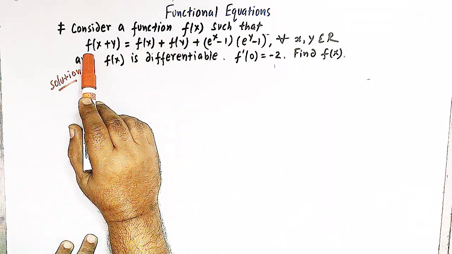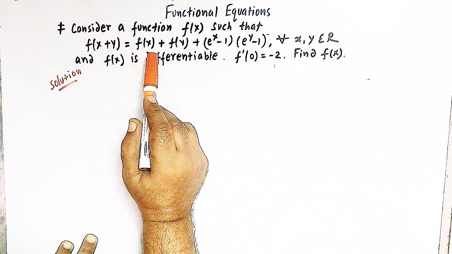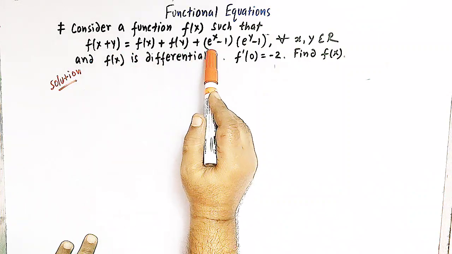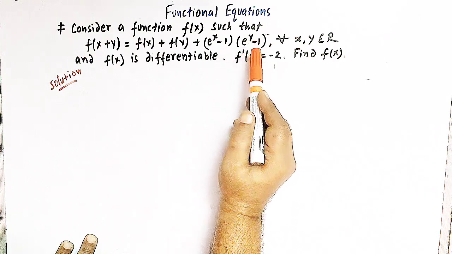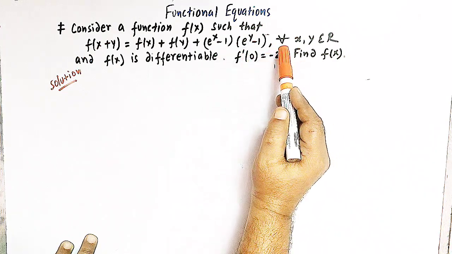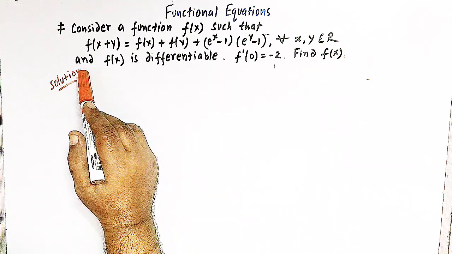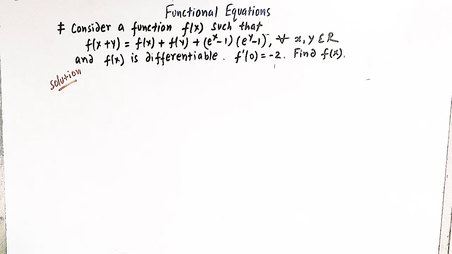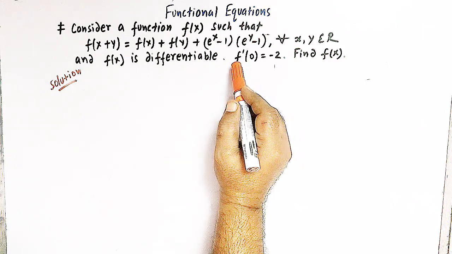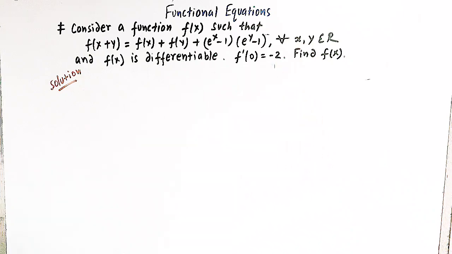such that f of x plus y is equal to f of x plus f of y plus (e raised to x minus 1) times (e raised to y minus 1) for all x, y belonging to the set of real numbers. And further we are given that f of x is a differentiable function, and that f prime of 0 is equal to minus 2, right? And we have to find the form of the function f of x satisfying this functional equation, right? So let us start.